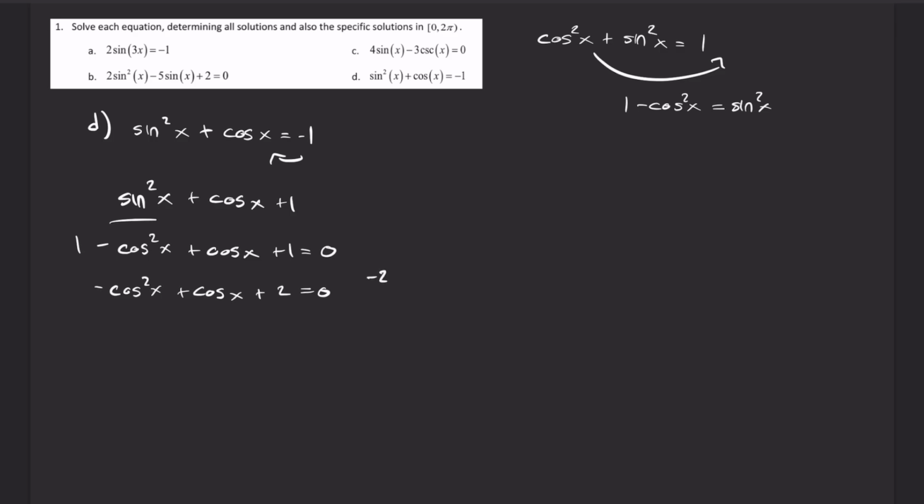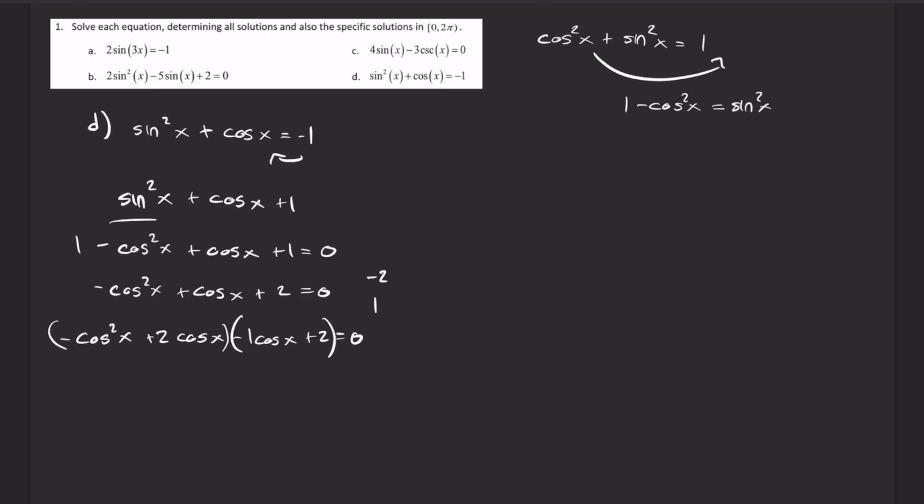So what two numbers multiply to give us negative 2 and add up to 1? That is simply negative 1 and 2. So rewriting this, we'll have negative cosine squared x plus 2 cosine x minus 1 cosine x plus 2 equals 0. And if we factor out by grouping, this is really sloppy. Let me just get this out of the way and rewrite this.